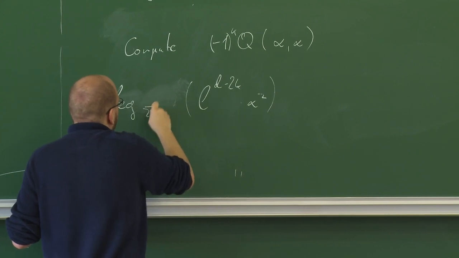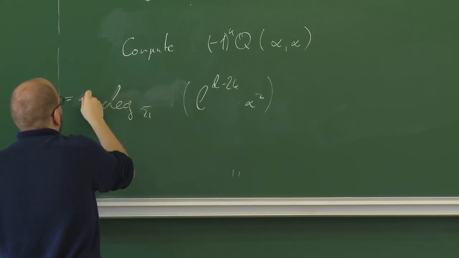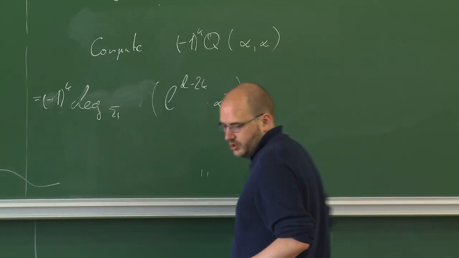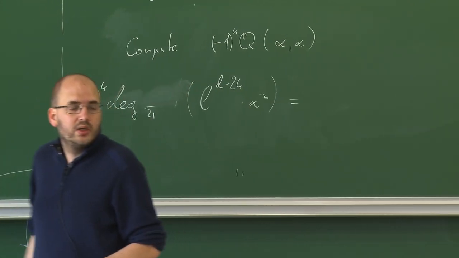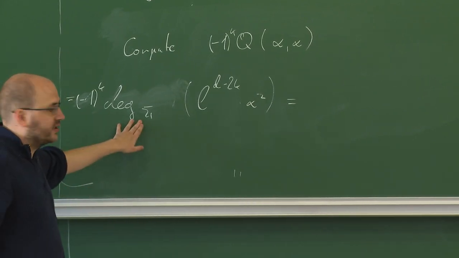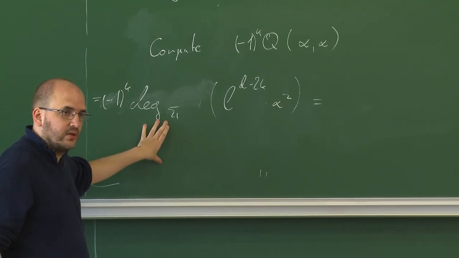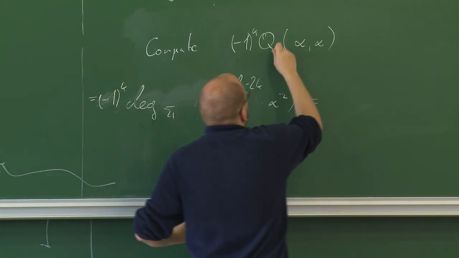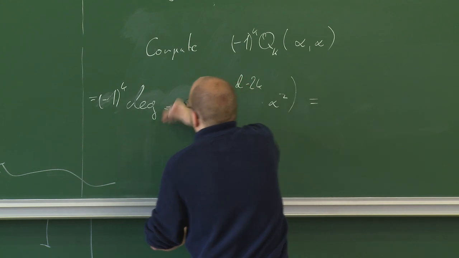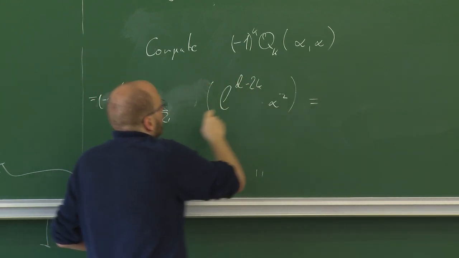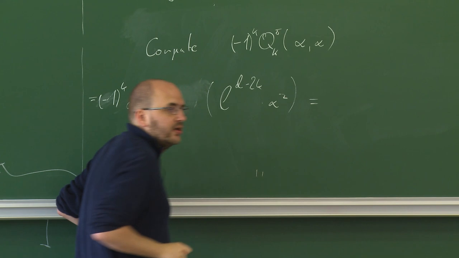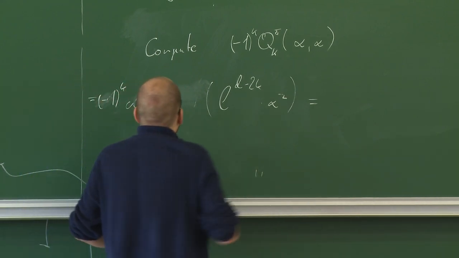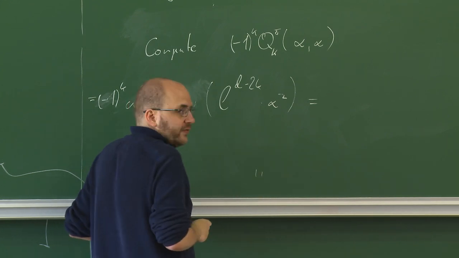Degree in sigma. And now minus 1 to the k. Degree in the link? No, this is still the global one. I'm still computing it globally, in the full sigma. So this is the degree in sigma.